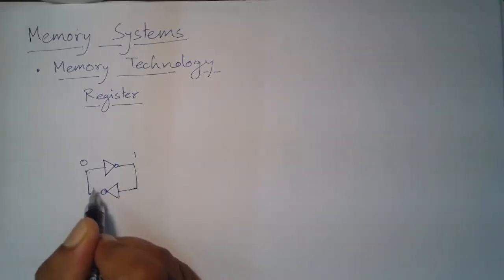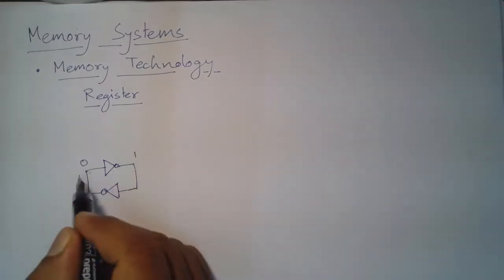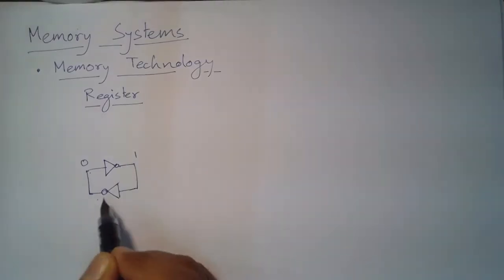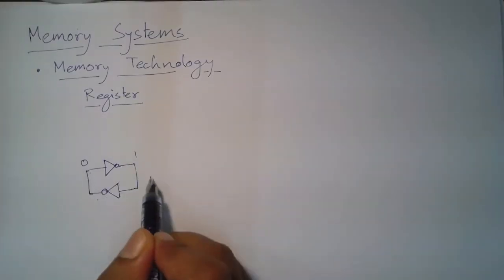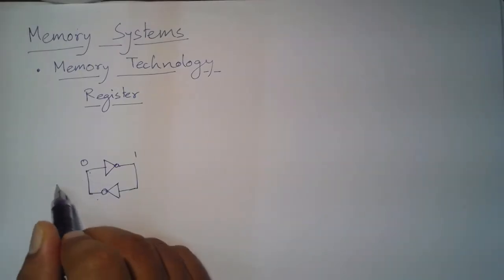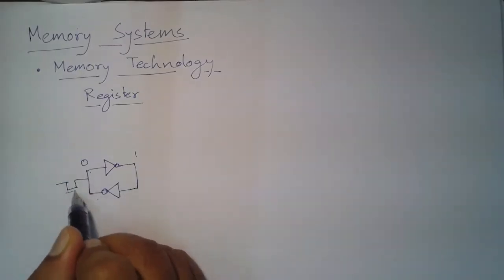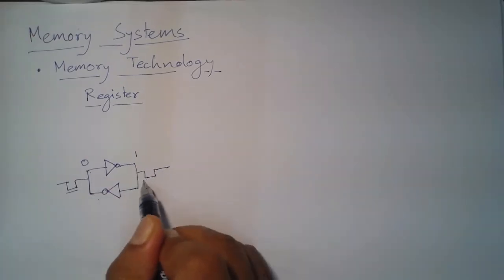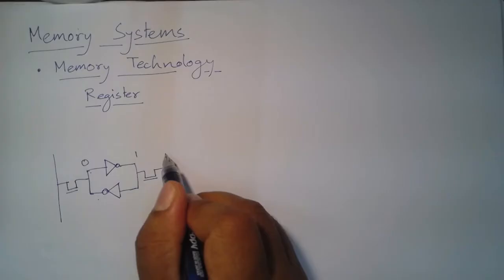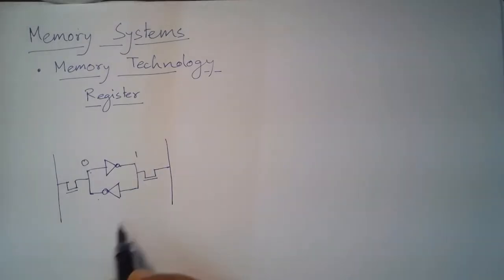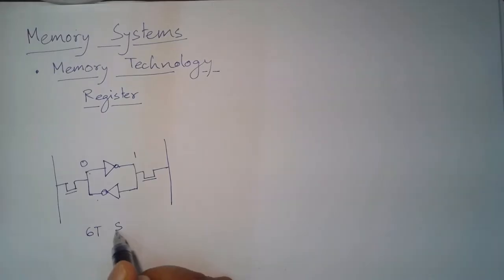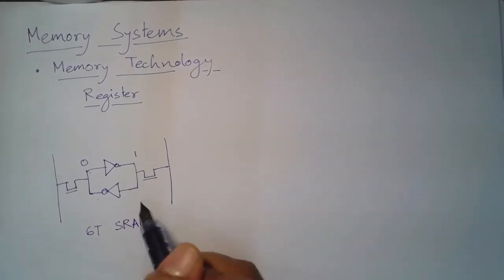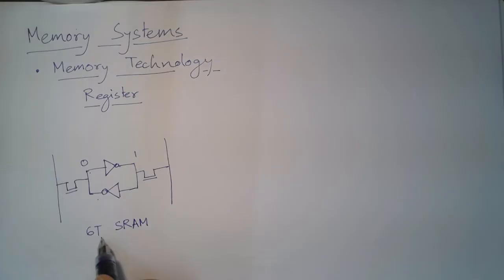Now, of course, you need something else to write and read the data, because you have to write the desired value as well as read the desired value, and that is where you need a couple of more transistors, which are called access transistors, and this is nothing but a 6T SRAM. So, basically 6 transistors, 6T stands for 6 transistors. SRAM is static random access memory.